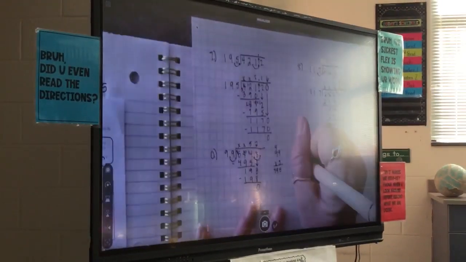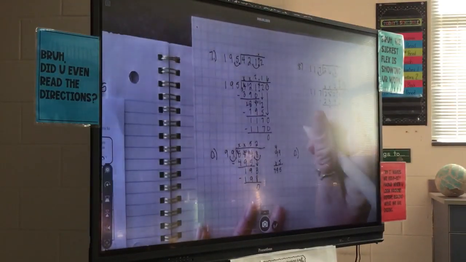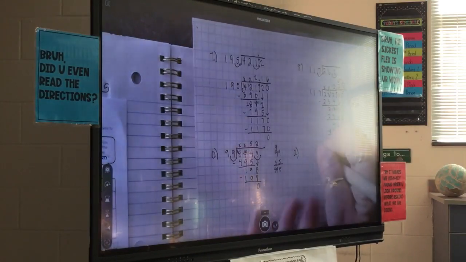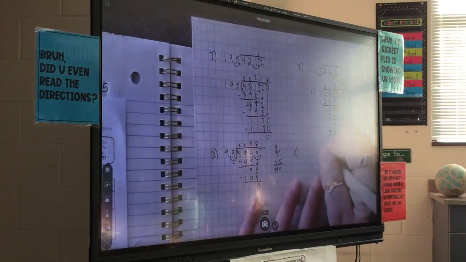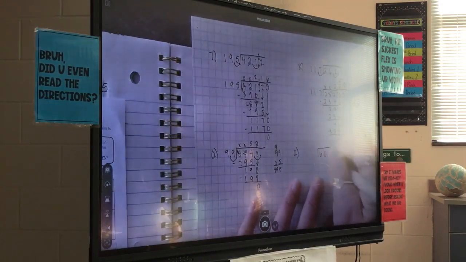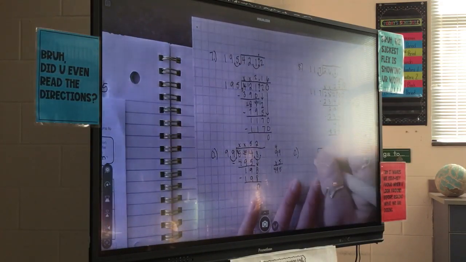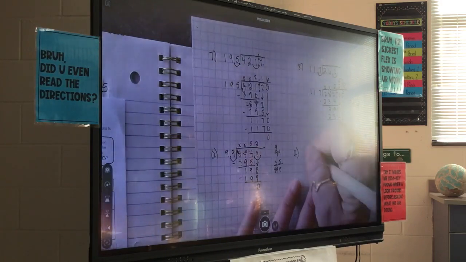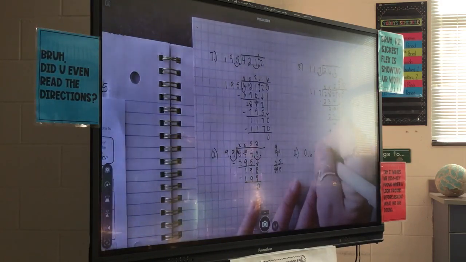So the next letter, O, is going to be 60 and 97 hundredths divided by 67 hundredths.